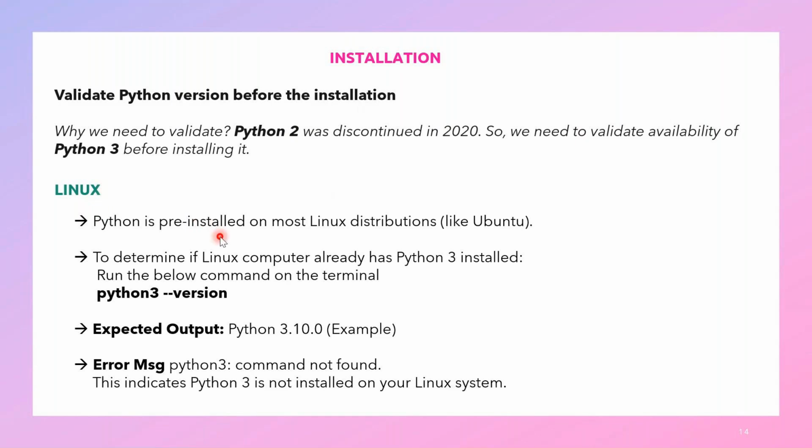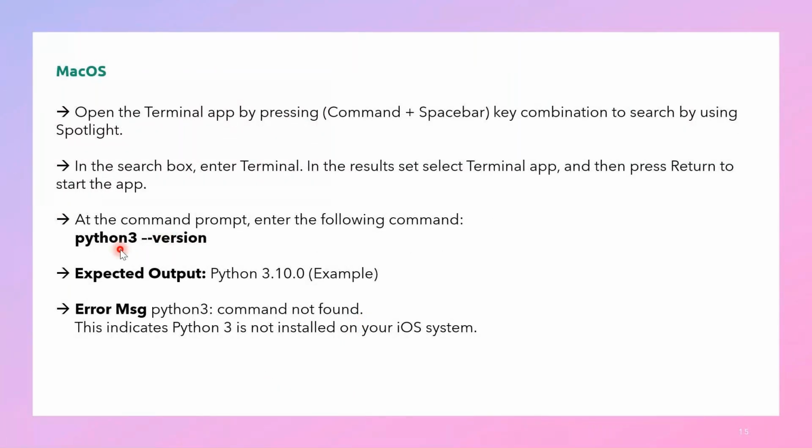On the Linux platform, we can check the Python version using the command python3 --version. Once you enter this command in the terminal, it will tell you which version is installed on the machine. If it is Python 3 point something, then it is fine, and we can go ahead with the scripting. If it gives an error message like python3 command not found, it indicates Python 3 is not installed on the machine. Likewise, on Mac OS we can use the same command, python3 --version, and check the output.